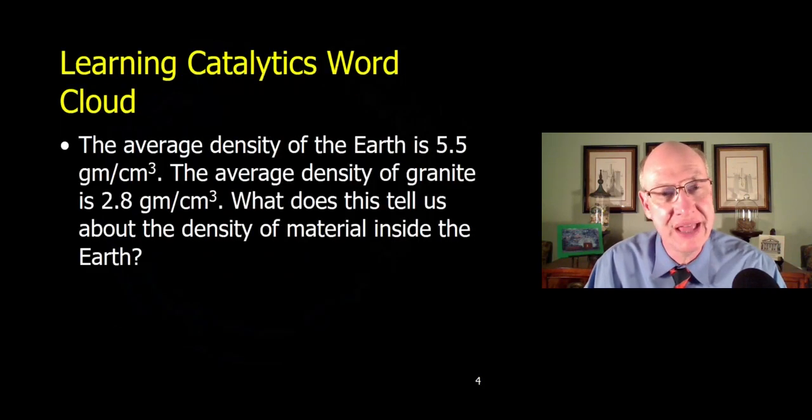But here's the interesting thing. The average density of granite, which is a pretty typical rock here on the continents on the surface of the Earth, is only about 2.8 grams per cubic centimeter. So if the average density of the Earth is 5.5 grams per cubic centimeter, and the average density of granite is 2.8 grams per cubic centimeter, that tells us something about what the rocks below our feet must be like.